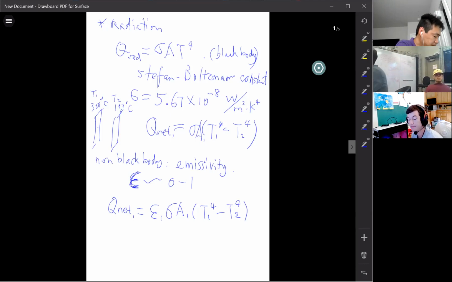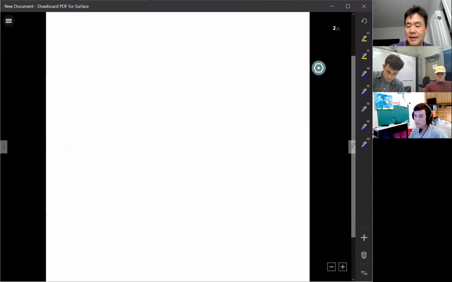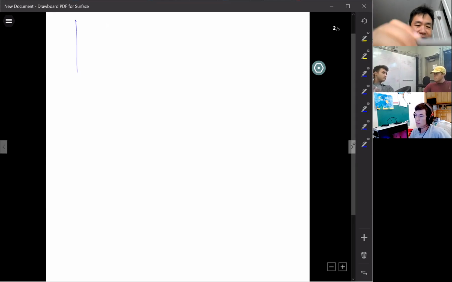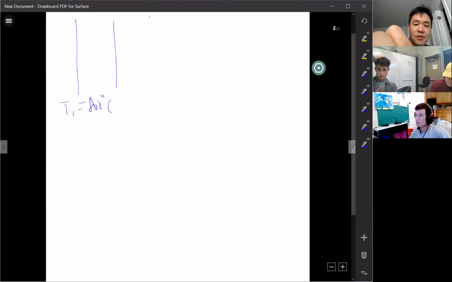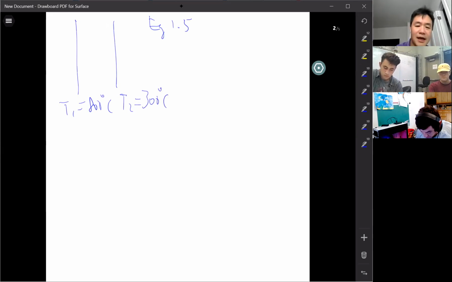Good question. So let's come back to example 1.5. Oh, that's easy, let's read it. Let's say two infinitely black plates. That's easy, we don't need the emissivity. It's a black plate. So two plates, T1 is 800 degrees. This is example 1.5. T2 is 300 degrees Celsius. Exchange heat by radiation, calculate the heat transfer per unit area.